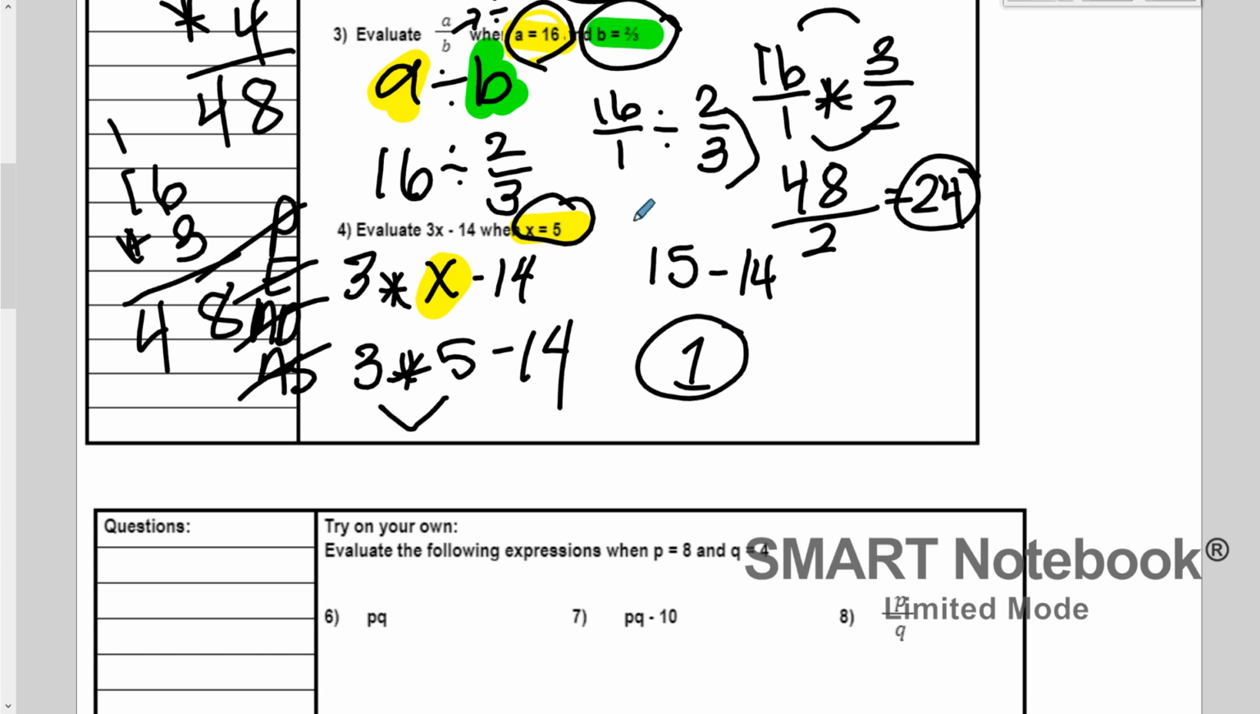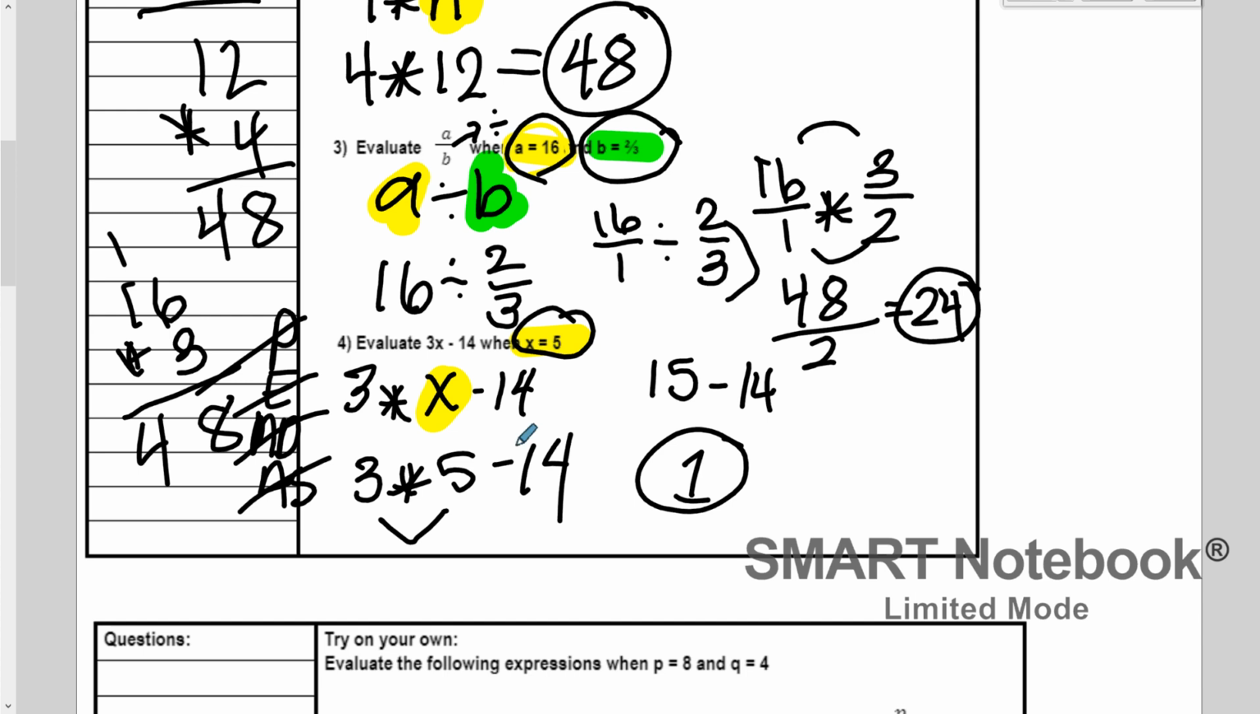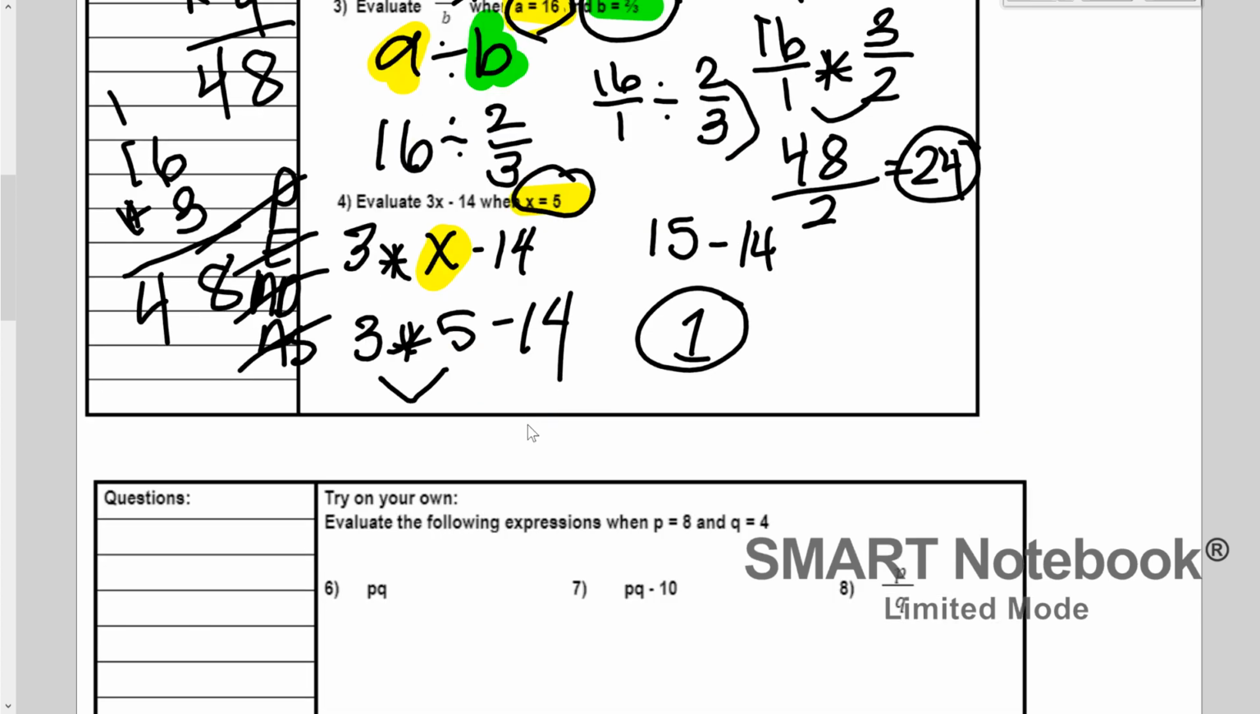Okay, so just to review what we just did. If we've got something that looks like a 4n or a 5n or a 7x or a 12y, always first put in that multiplication sign. Make it 4 times n or 5 times x or 12 times y. Then we substitute. So we take out our letter, put in our number. We substitute just like in a basketball game, volleyball game, soccer game. And then we just solve it using order of operations.